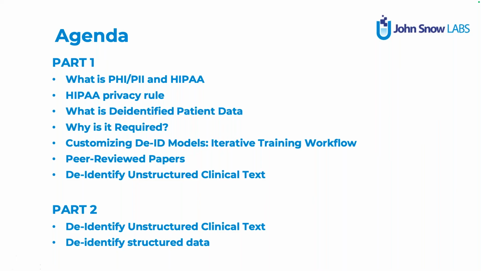Here is a quick look at today's agenda. In part 1, we will start by reviewing some fundamentals. We will define what PHI, PAI, and HIPAA mean, and then go over the HIPAA privacy rule. After that, we will discuss what the identified patient data actually is and why the identification is required in healthcare data processing. I will share a few peer-reviewed papers written by Johnson Labs to show how this topic has been handled in research. And finally, we will explore how we can identify unstructured clinical text using NLP-based methods. In part 2, we will go a bit deeper. We will look at how to identify both unstructured and structured data.